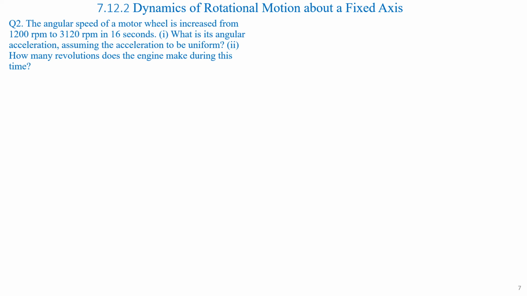Dynamics of rotation about a fixed axis. Let us solve some numerical problems. The angular speed of a motor wheel is increased from 1200 rpm to 3120 rpm in 16 seconds. Part 1: What is its angular acceleration, assuming the acceleration to be uniform? Part 2: How many revolutions does the engine make during this time? Answer. Please analyze the problem and read the question once again.